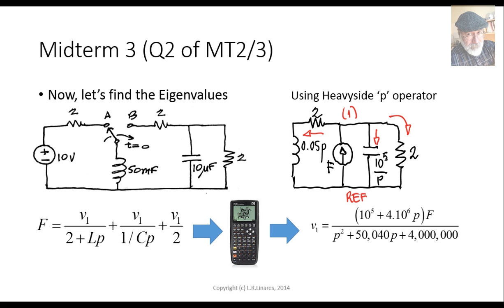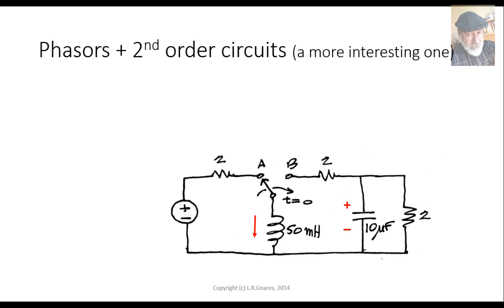From that characteristic equation, we find the eigenvalues: negative 80 seconds inverse and negative 50 seconds inverse. Because the two eigenvalues are real and different, the system is an overdamped circuit. We can say that with aplomb. The circuit is overdamped, and we're done with that.